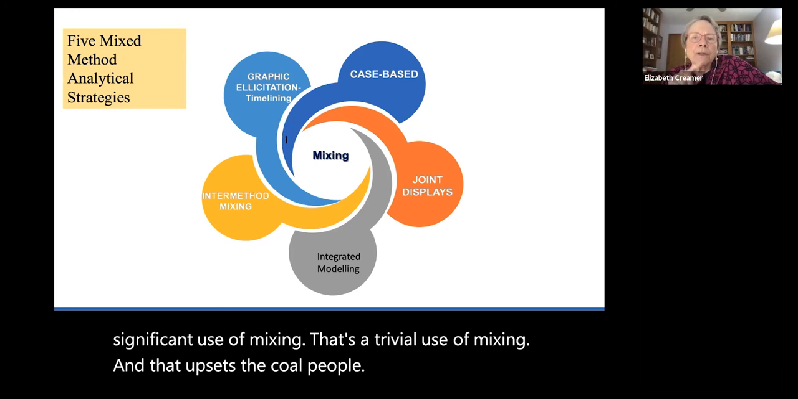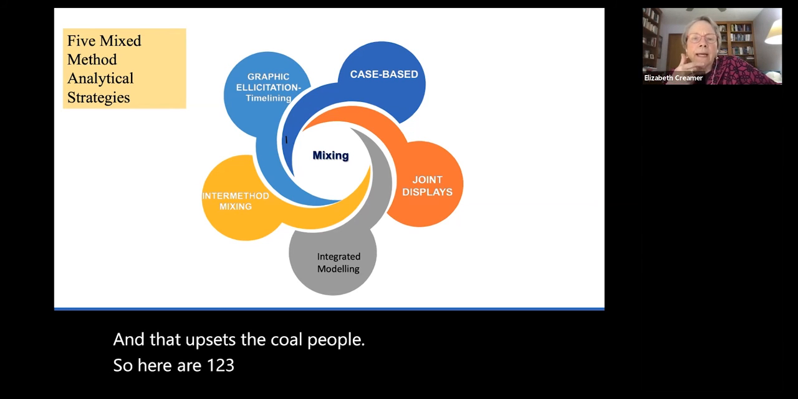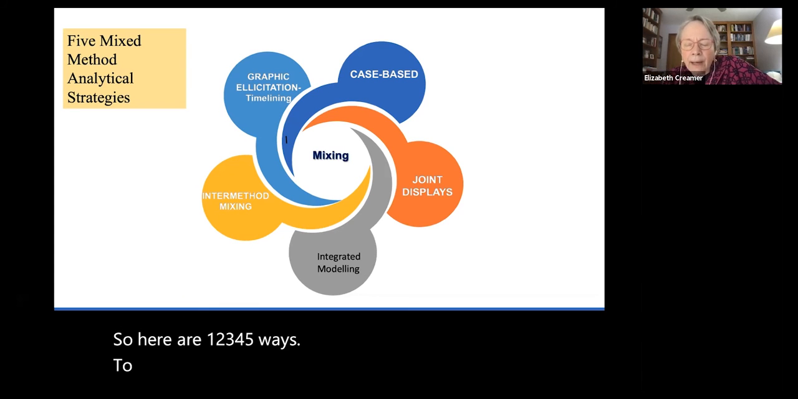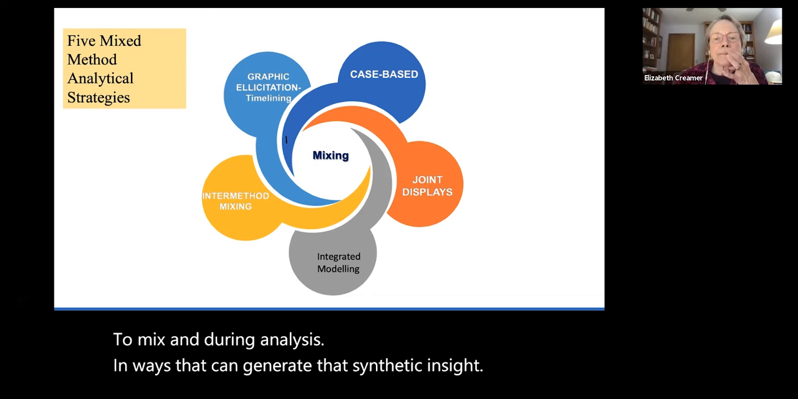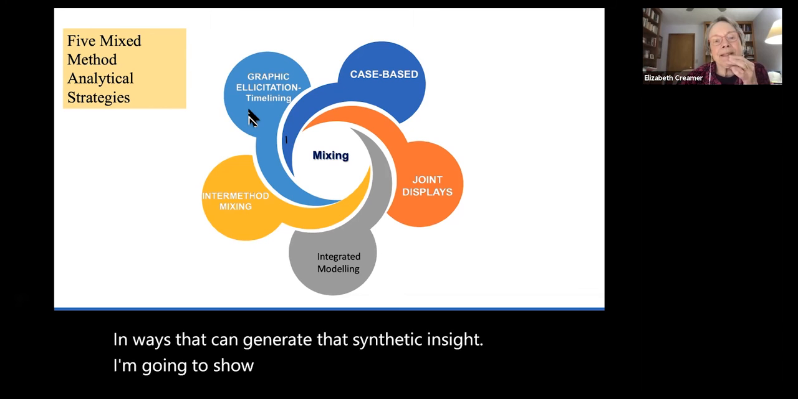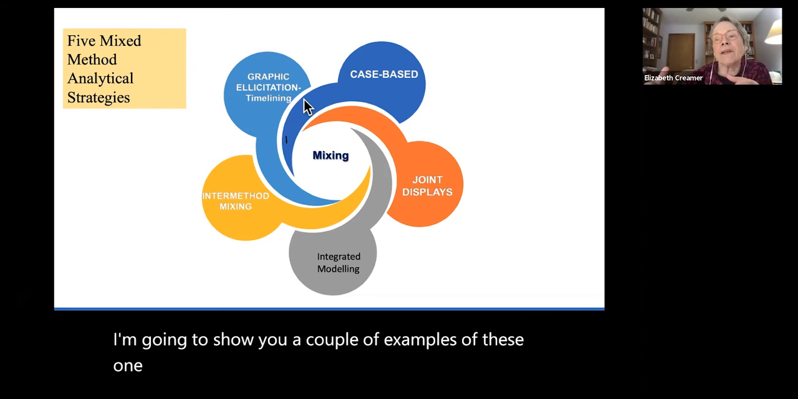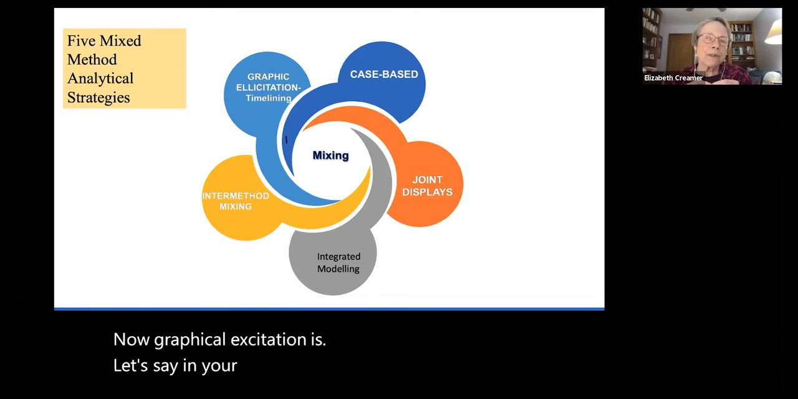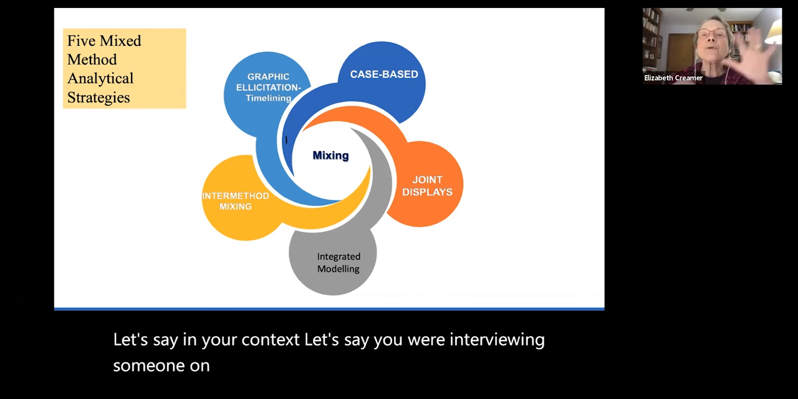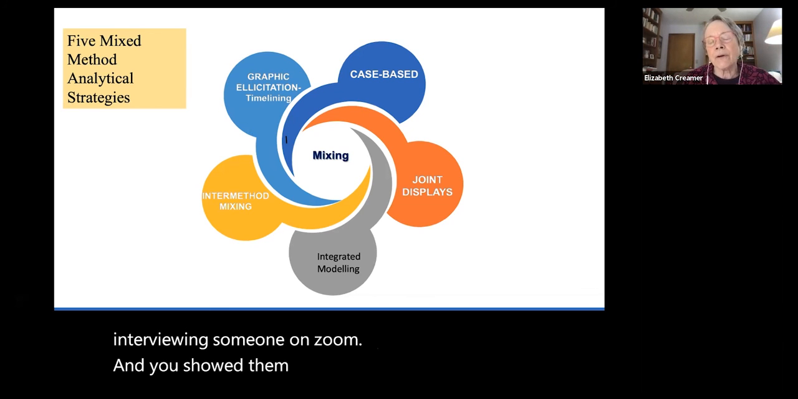So here are 1, 2, 3, 4, 5 ways to mix during analysis in ways that can generate that synthetic insight. I'm going to show you a couple examples of these. One is the whole idea of graphic elicitation. Now, graphic elicitation is, let's say in your context, let's say you were interviewing someone on Zoom and you showed them their interaction pattern.